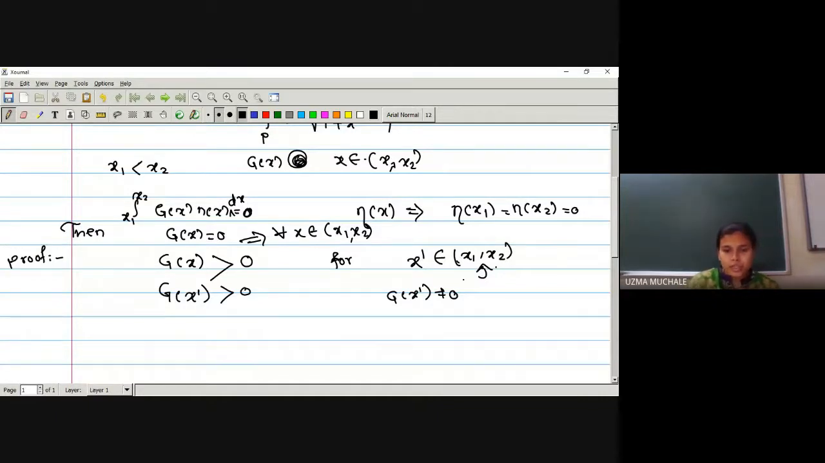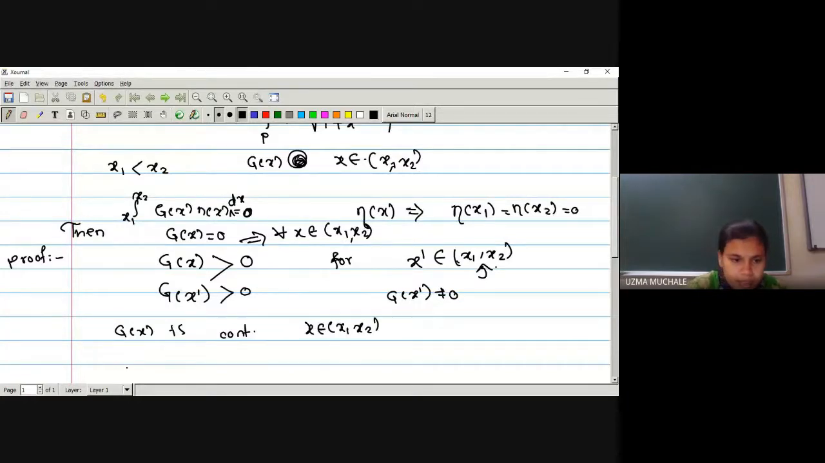And not equal to 0 means what? Either it should be greater than 0 or less than 0. So we'll go for the case of greater than 0, right? As we are provided that g of x is a continuous function in the interval x1 to x2.